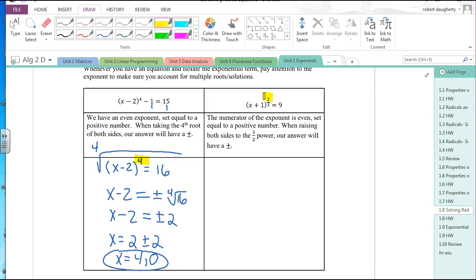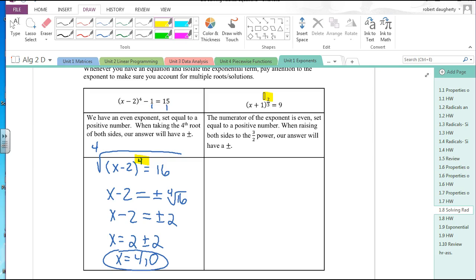Okay? Because what does this mean? This means the cube root of something, and then what? Square it. So when you square something, squaring 4 is the same as squaring negative 4, right? So when you square it, you take out that dependency on it being plus or minus. That's why you get the two answers.